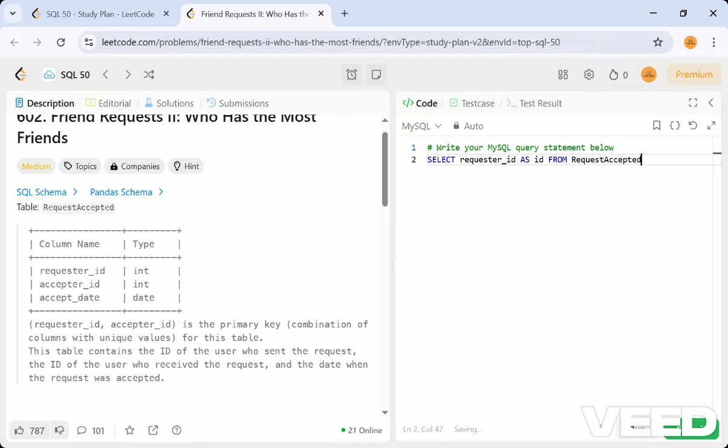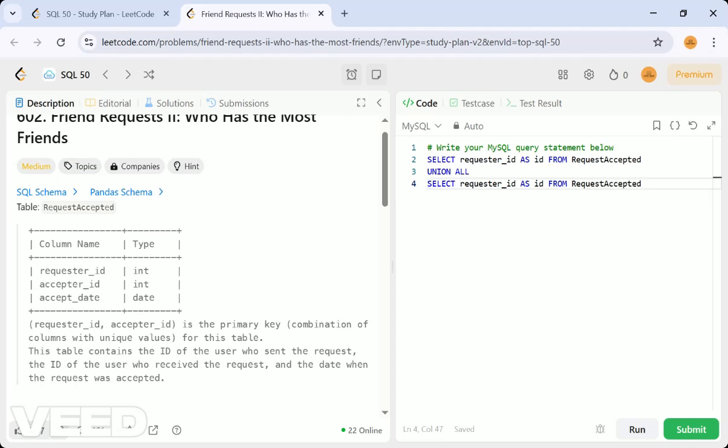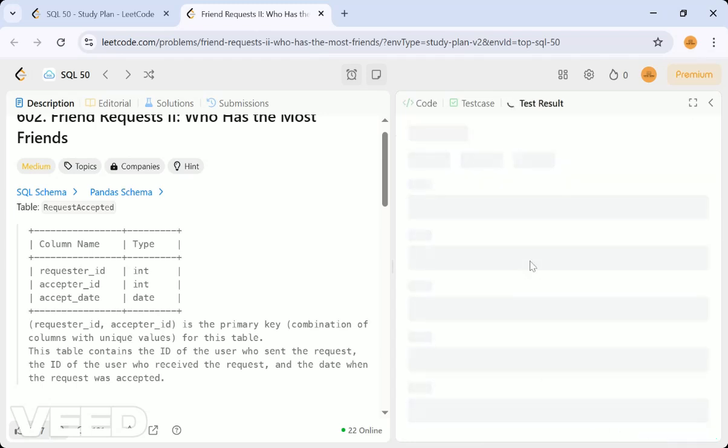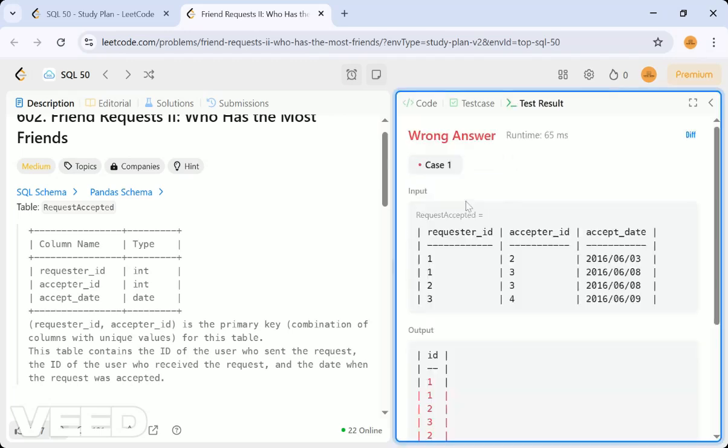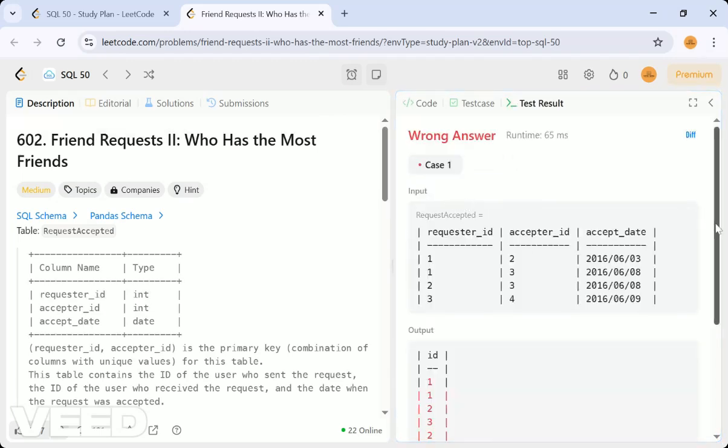Same person, right? So the same person as acceptor ID is also an ID only. So union all the same, but this time acceptor ID. Getting all the things. So let me just run this. What we'll get, we'll see. Absolutely the wrong answer. Let me see.